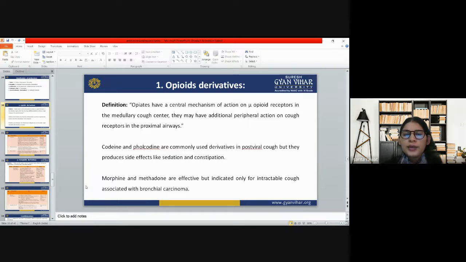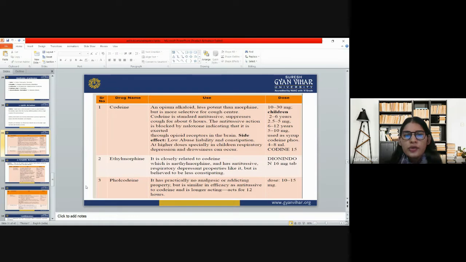It may also cause side effects like sedation and constipation. Morphine and methadone are effective but indicated only for intractable cough associated with bronchial carcinoma. So this is only prescribed in bronchial carcinoma. Now you can see here codeine, ethylmorphine, and their use and dose.